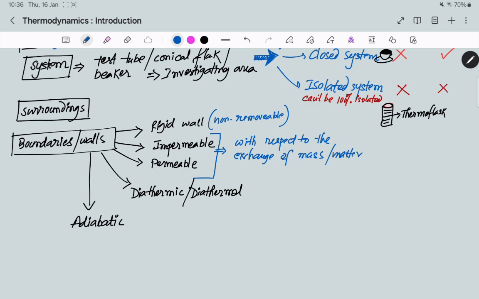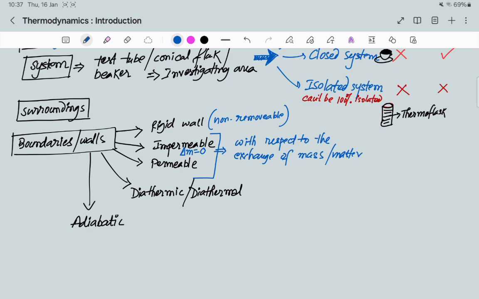That means for an impermeable membrane, the change of mass is equal to 0. Delta sign we will use for any change, for example before and after situation. Okay, so there will be no change of mass or matter, so delta m, that is the change of m, will be 0. And a permeable membrane, the opposite one, allows the exchange of mass or matter.